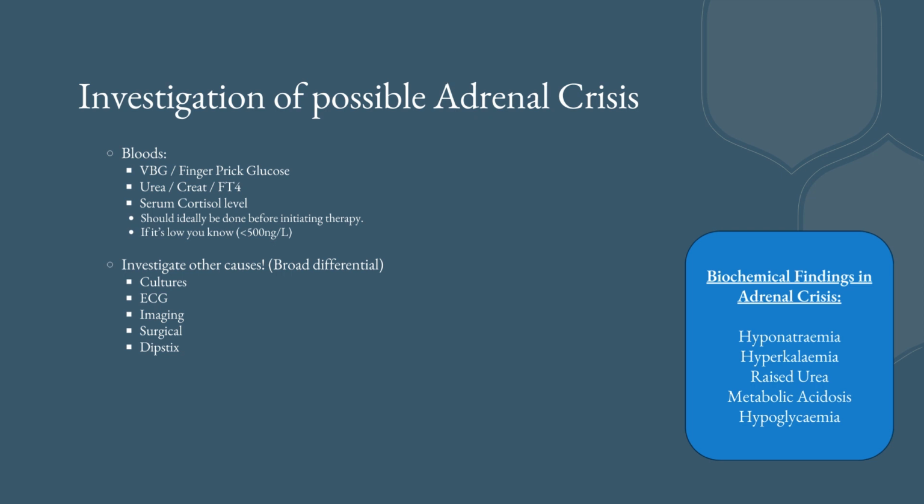And then investigating other causes. So if you're worried about sepsis, appropriate cultures, including blood cultures, sputum cultures, urine, anything that you can identify as a possible source of sepsis. An ECG would be important. Imaging, including chest x-rays or abdominal ultrasounds. And then surgical investigation as well.